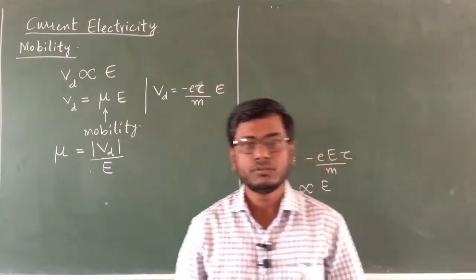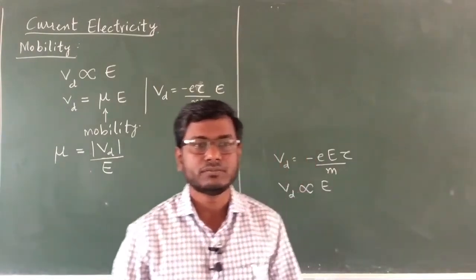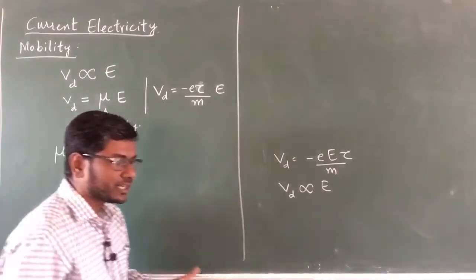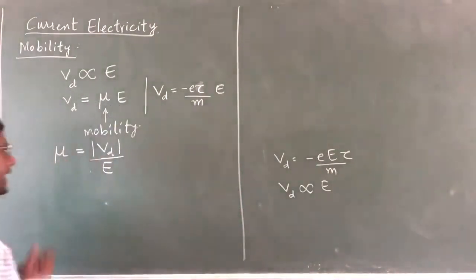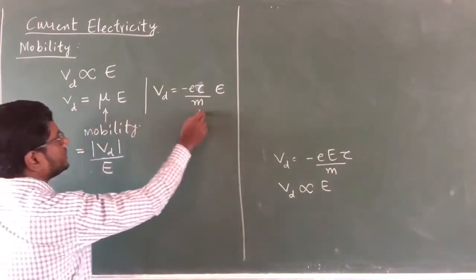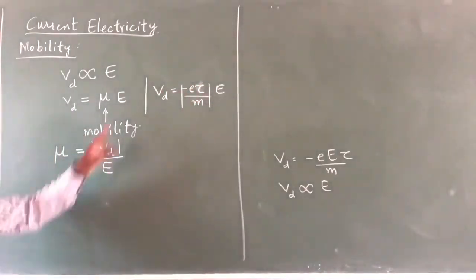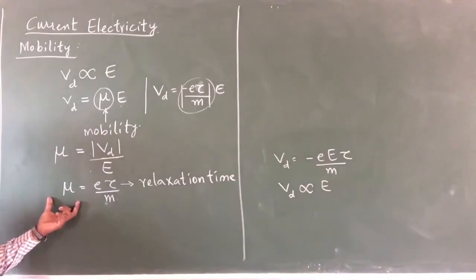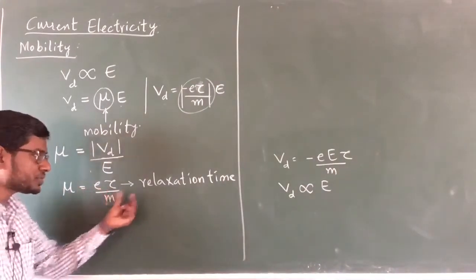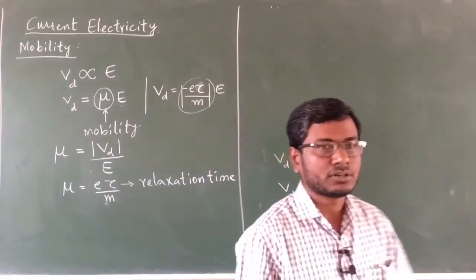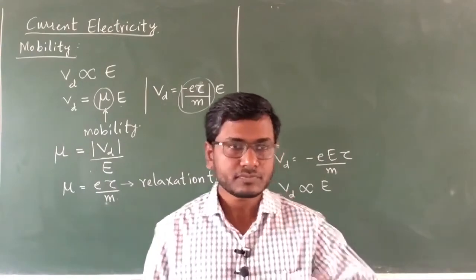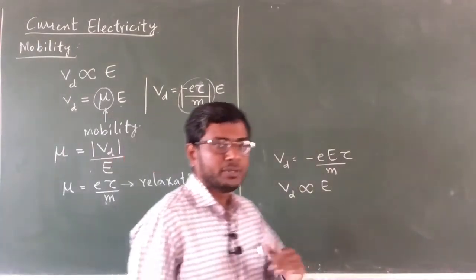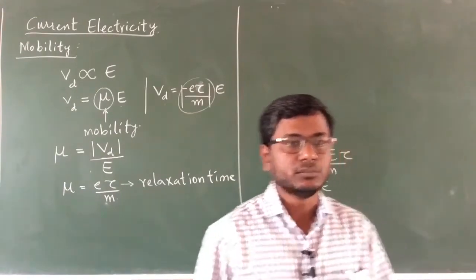The same thing is true for the positive charge and for the electron, which is the negative charge. We are not interested in the polarity the charge carries, we are interested in how much velocity it has acquired. So if I compare these two equations and take the mod, I can drop the negative sign. Mu is equal to E tau divided by m. So the mobility is proportional to the relaxation time. If the electron has more time of travel between two successive collisions, the mobility will be more, and if the electron gets lesser time between two successive collisions, the mobility of that electron will be less.